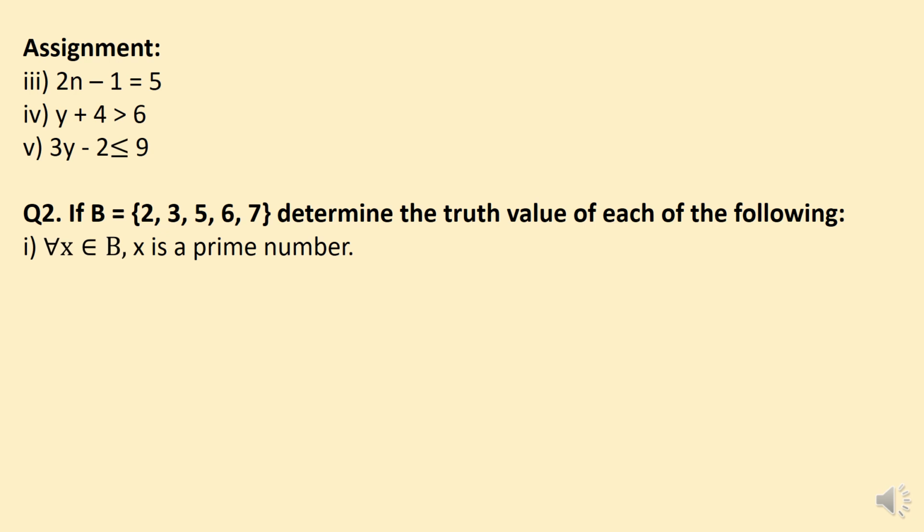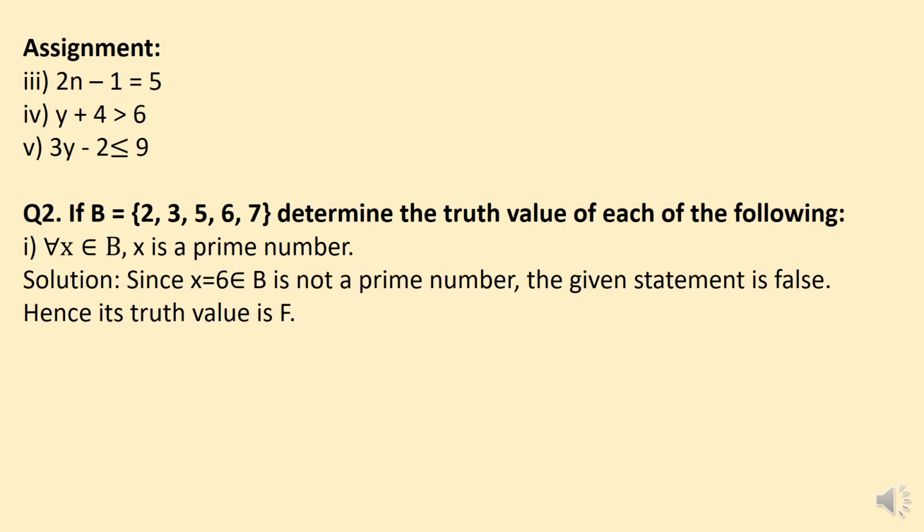Now what is a prime number? I hope you remember the concept. A prime number is a number which has itself and 1 as its factors. There are no other factors for a prime number. So observe B and determine whether all numbers are prime in B. You observe that 6 is not a prime number. Thus the solution can be written as, since x equal to 6 belongs to B, is not a prime number, the given statement is false, because as you can see in the statement, the symbol used is for all. Hence, the truth value of the statement is F.